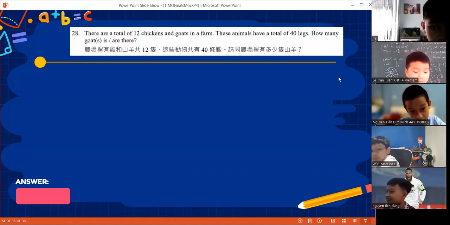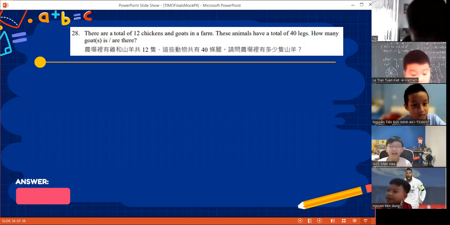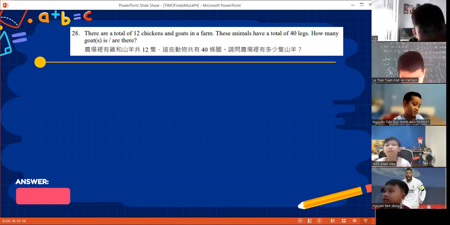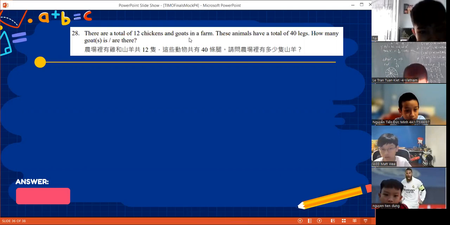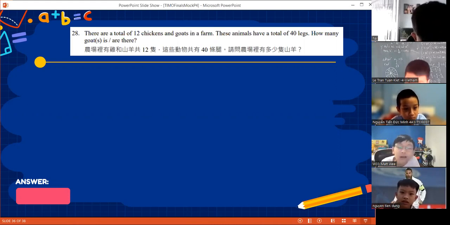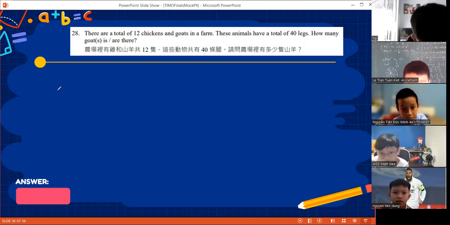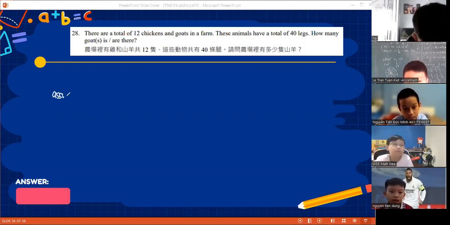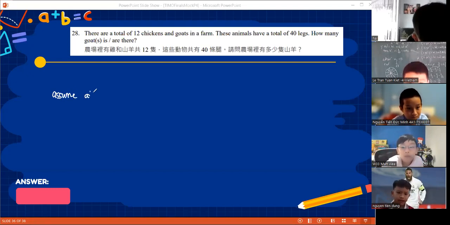Okay. This one. This is kind of repeated again on your logical thinking, right? So there are a total of 12 chickens and goats, not rabbits anymore. It's about goats. These animals have a total of 40 legs. How many goats are there? Now we're looking for goats, right? So we assume all are chickens.